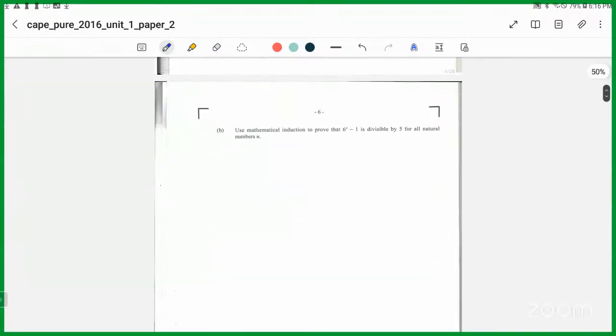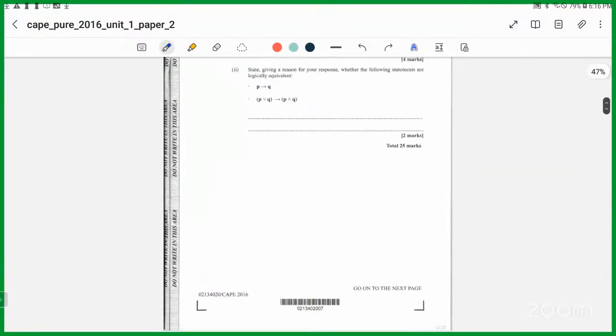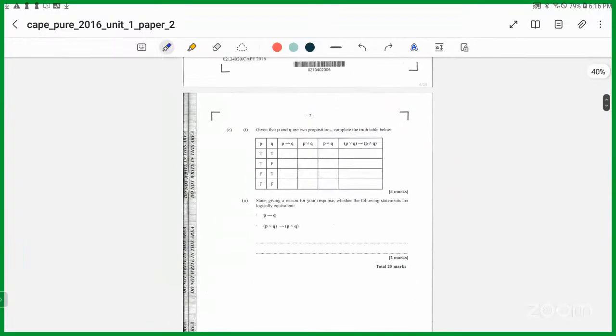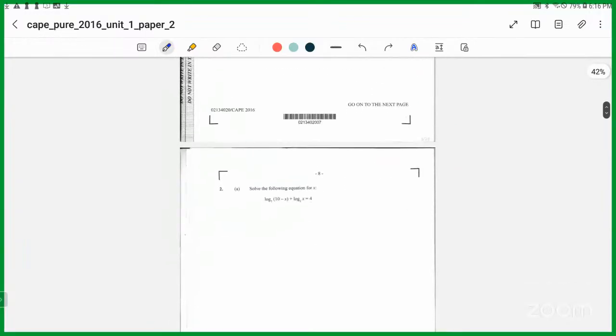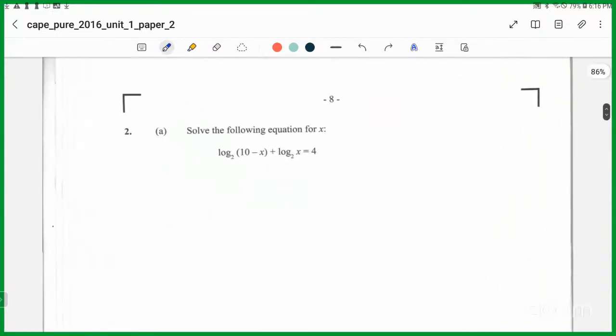So I don't want to do this one. That's for add maths. I'll come back to that. This one is pure maths. That's pure maths. I'll come back to that. This one is add maths part A. Add maths and pure maths. Easy, easy.